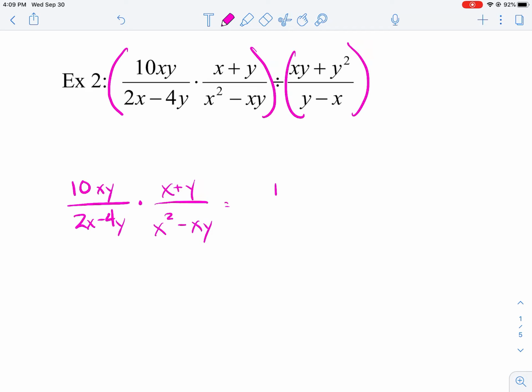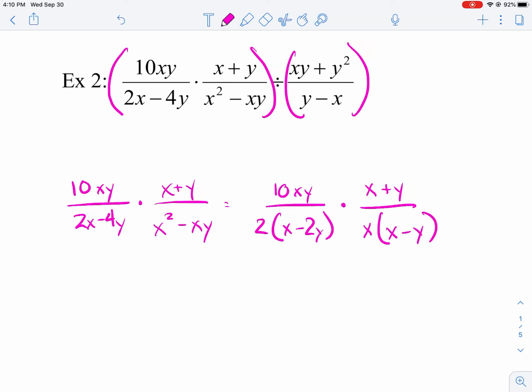So I can't really take anything out of this one here, right? But I can take a 2 out of that denominator. I'm left with x minus 2y. Over here, I have x plus y, all divided by, I'm going to take out an x, and I'm left with x minus y. Okay. So unfortunately, we don't get a whole lot of cancellations.